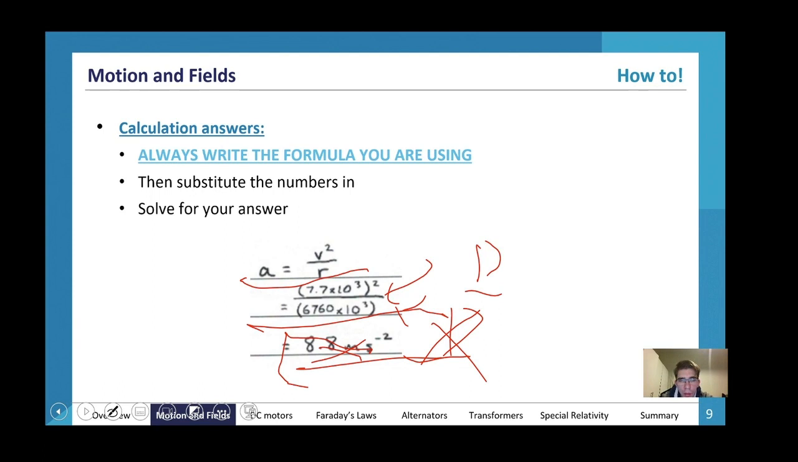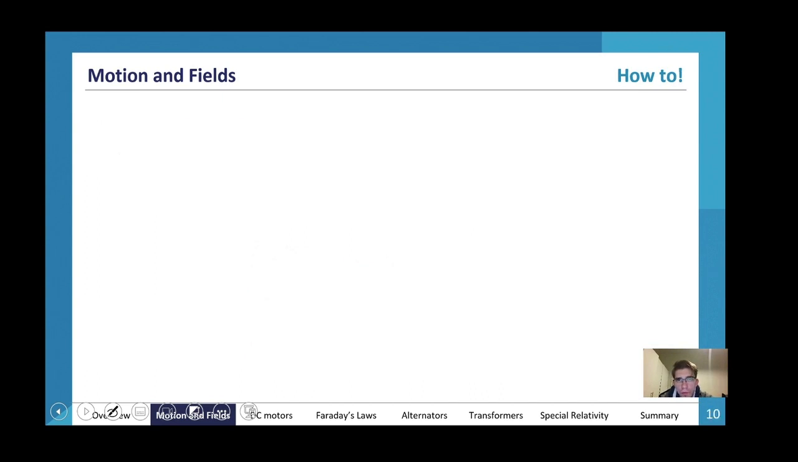Maybe it was because you were rushing with your calculator. Maybe because of that, you got the wrong answer. But given that you substituted correctly, you still get 1 mark out of 2. So writing out the formula and then making the substitution is really important.